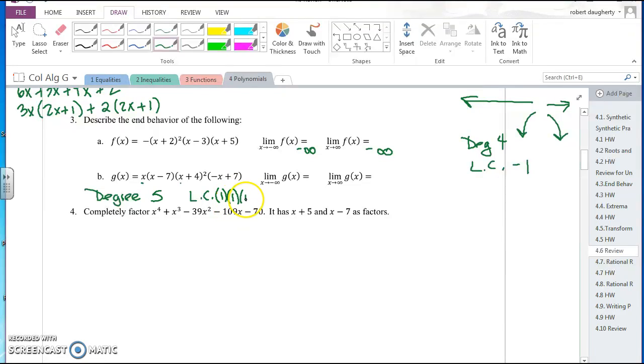a 1, squared, and a negative 1. So negative 1 is the leading coefficient. So I've got an odd degree with a negative coefficient. So when I have an odd degree negative, it's going to do this, okay? So that means as I go to negative infinity, my y values go to infinity. As I go to positive infinity, the y values go to negative infinity, okay?